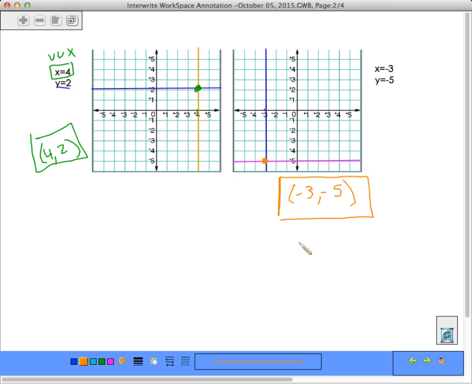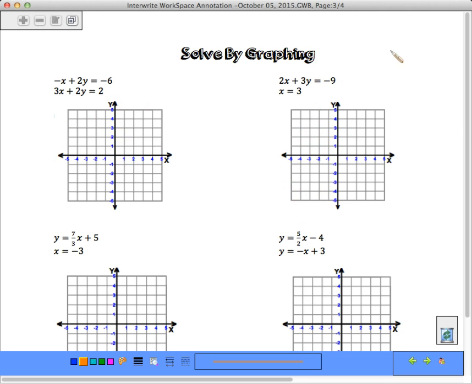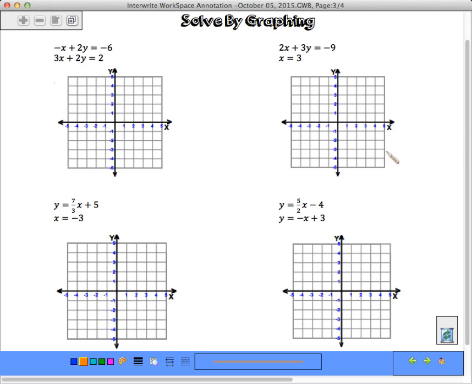All right, let's try some that are not just horizontal and vertical lines. Looking at the next section, we're still doing it by graphing, and some of these are rather easy, but these first couple are not solved for y. So before we can graph any line, we have to solve for y. Looking at this first one, I have -x plus 2y equals -6. I'm going to add the x to both sides, which gives me 2y equals -6 plus x. Divide by 2. And I get y equals -3 plus 1/2 x.